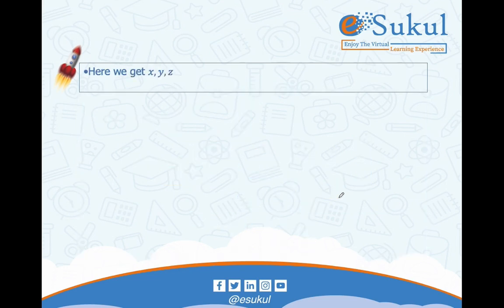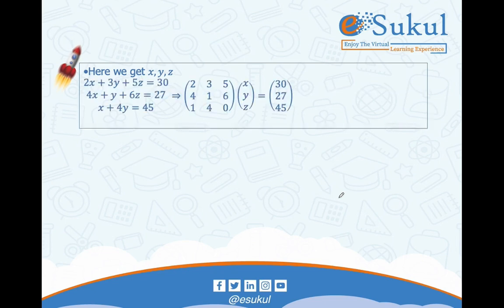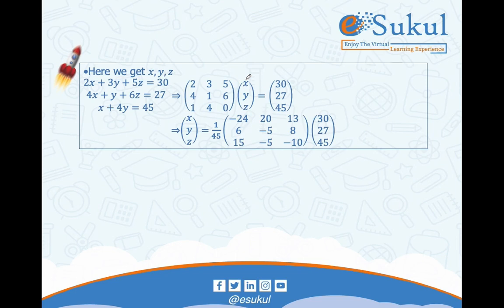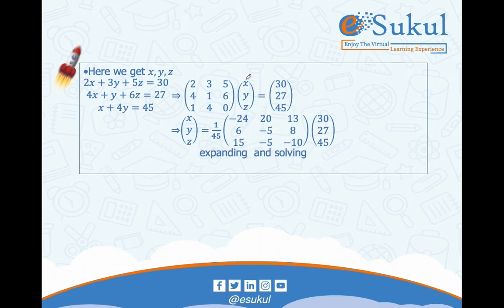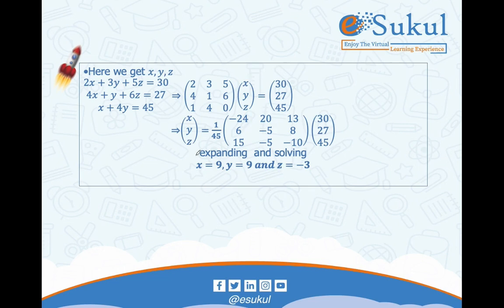In the second part, we have system of solving matrix equation where we have to get x, y, z. Hence, we can use the solved inverse above, where now we can generate the matrix of the system of equation 2, 3, 5, 4, 1, 6, 1, 4, 0. Then solving for the unknown values x, y, z, we can generate a solution, expanding and simplifying. X is 9, y is 9, and z is negative 3.